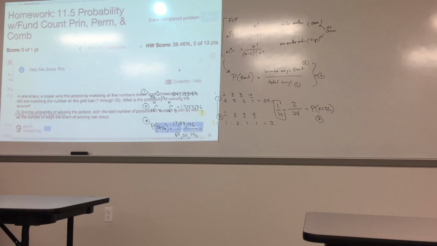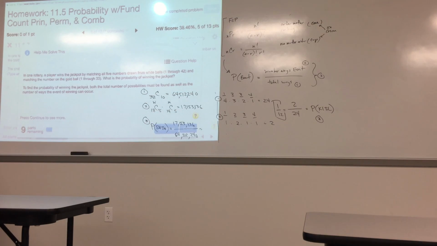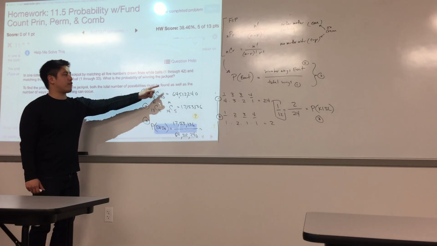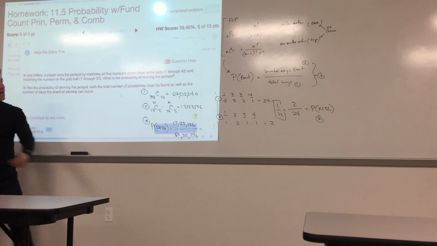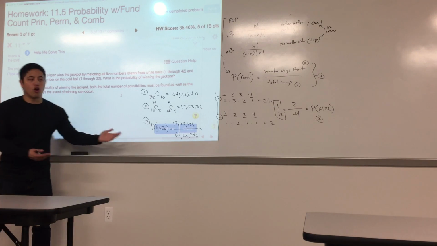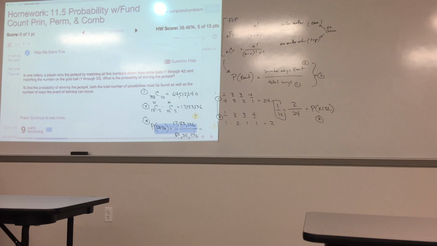So let's go take a look at how you might solve this. All right, let's take a look. To find the probability of winning the jackpot, both the total number of possibilities must be found, as well as the number of ways the event of winning can occur. Isn't that what we've been saying over and over again? Okay, fine, done, got that.